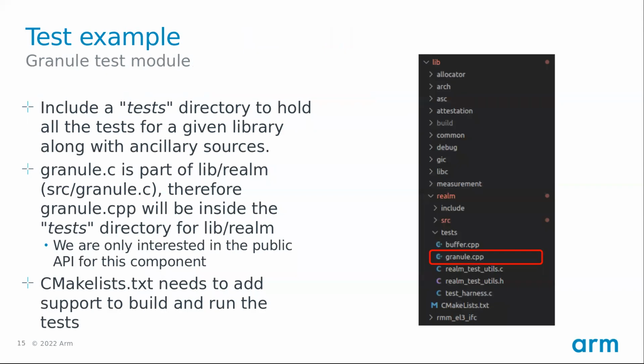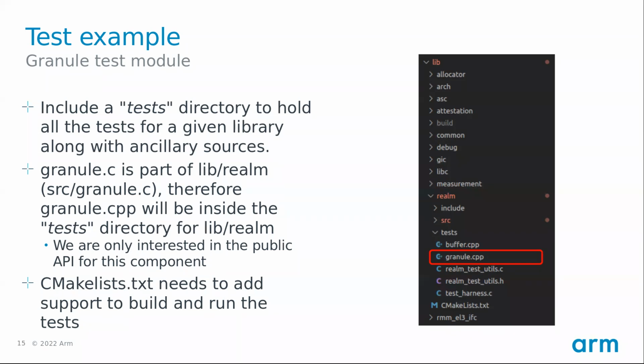So next is a small test example. As mentioned before, we're going to focus on explaining how to implement a unit test to exercise the Granule API of the Realm library. So we can see here on the right that we have the library directory, and inside we have the Realm library. Inside the source of the Realm library, we have the granule.c component, and what we are going to do here is test its public API. We are not focused on any internal API, only the external one.